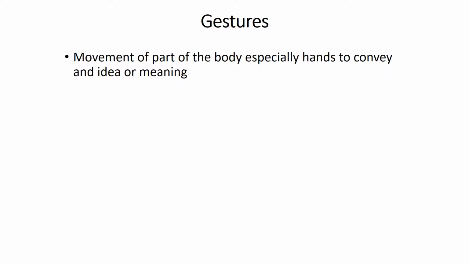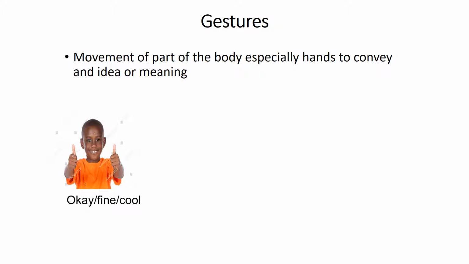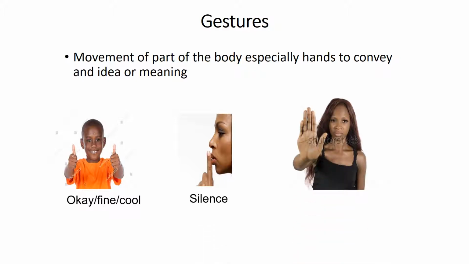Let us begin with gestures, which are the movement of parts of the body, especially the hands, to convey and pass ideas or meanings. For example, we have these gestures here. What do they mean? To some people, they may mean okay, they may mean it's fine, or it's cool. This gesture here means the person wants people to maintain silence. In this picture, this lady could mean stop, no, or it's enough.